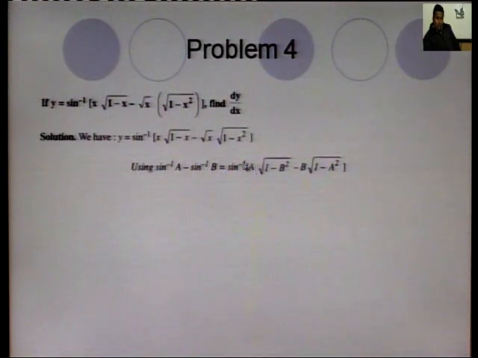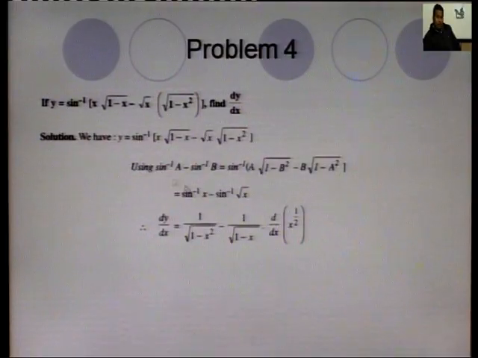We have to see the similarities between these two expressions. If we put the value of a equal to x, and the value of b equal to root of x, then the right hand side expression will become sin inverse of (x root of 1 minus x, since root of x square is x, minus root of x root of 1 minus x square). So this expression can be written as sin inverse x minus sin inverse root of x. This is a different type of question.